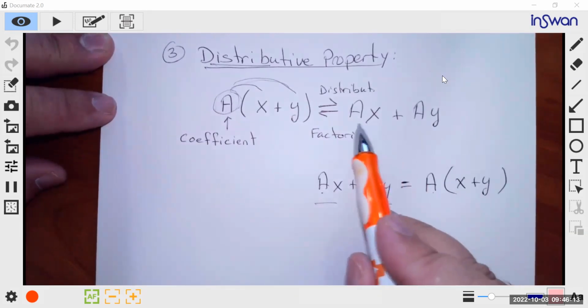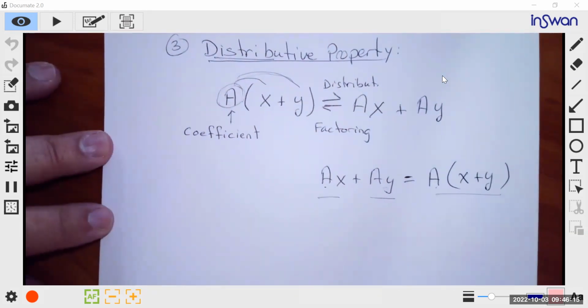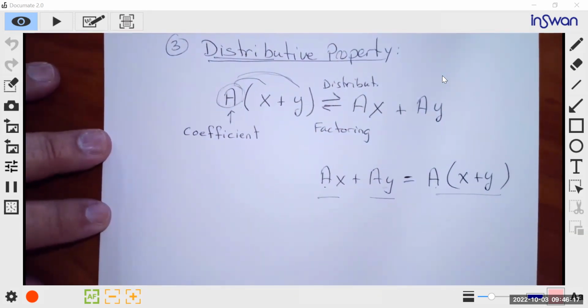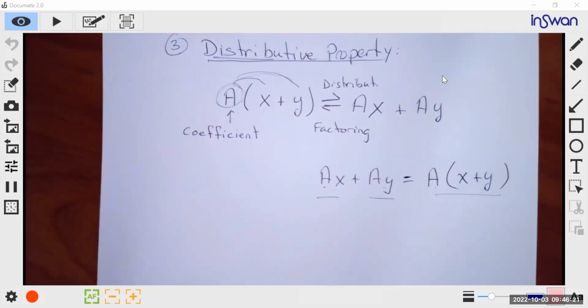Factoring takes what we have and makes it into smaller equations. And that's what we're going to do in chapters 15 and 16. We're doing this a lot.